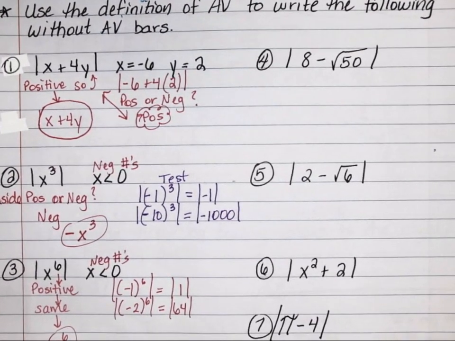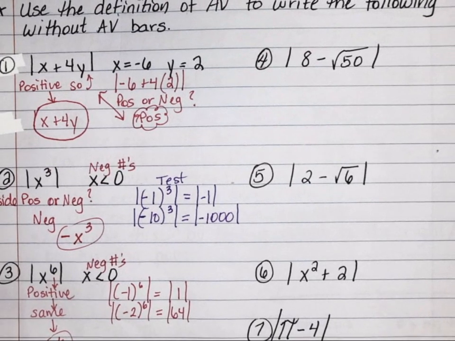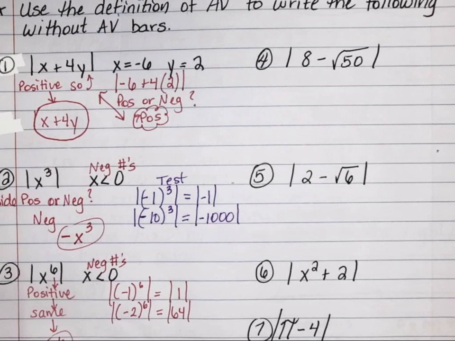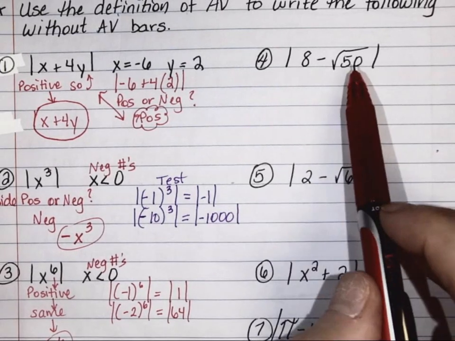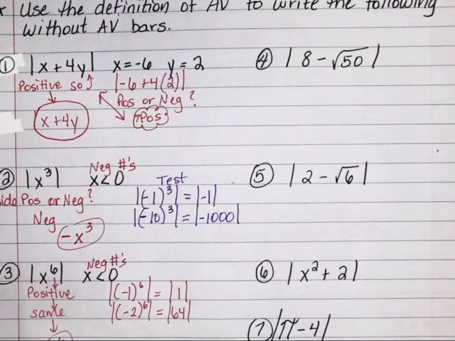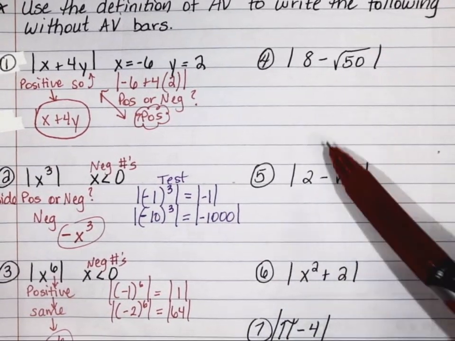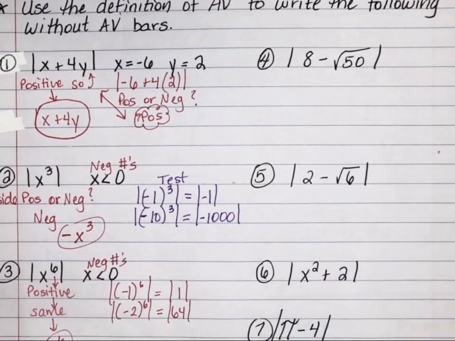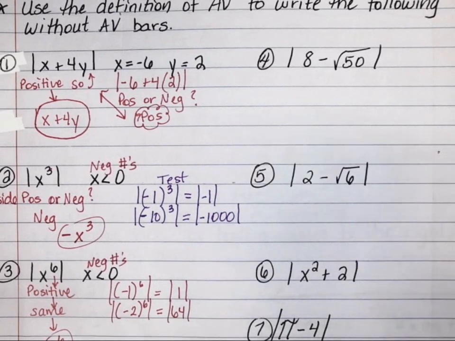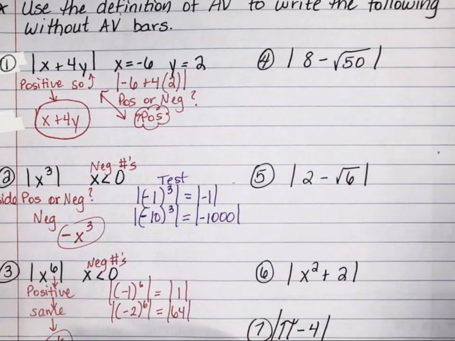All right, on number 4, 8 minus square root of 50. You can type in your calculator square root of 50, but notice that 50 is really close to 49, which is a perfect square. So this is 8 minus 7 point something. Square root of 50 is 7.07. So you need to think about that.